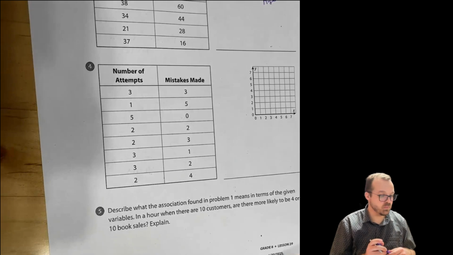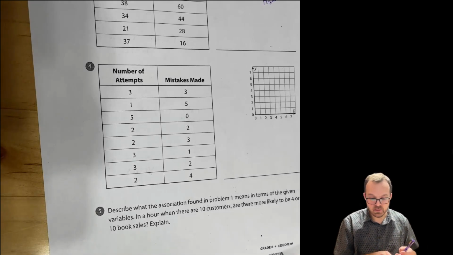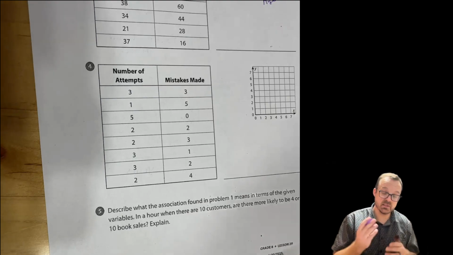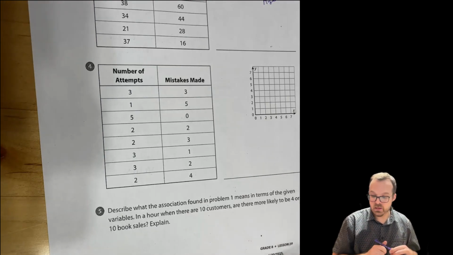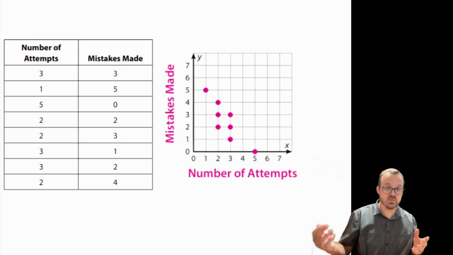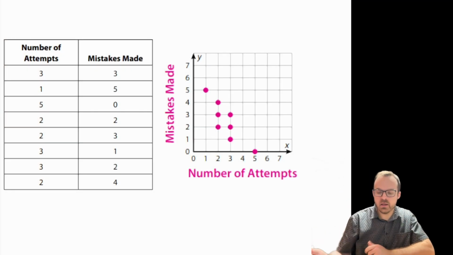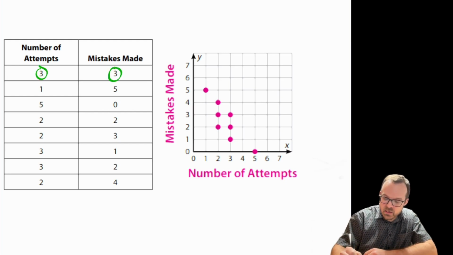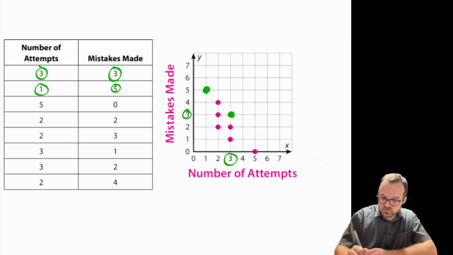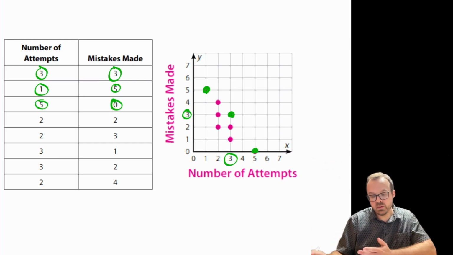All right, so go ahead and plot all those points. Maybe put number of attempts on the x-axis and mistakes made on the y-axis. In this case, it probably doesn't matter, but go for it. All right, so number of attempts versus number of mistakes. Put number of attempts on the x-axis, like I said, and a couple of points again, like 3, 3, sorry. So if I had 3 attempts, I made 3 mistakes. So that's that point right here. 1 attempt is 5 mistakes. 5 attempts was 0 mistakes. That's that point right there. So on and so forth.